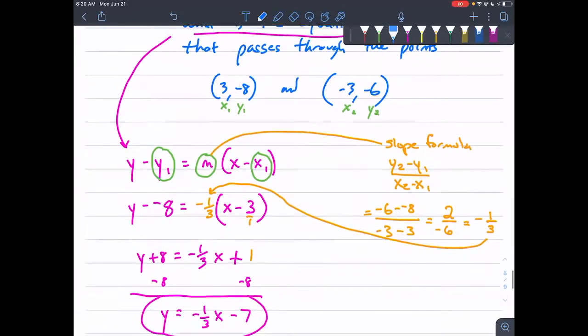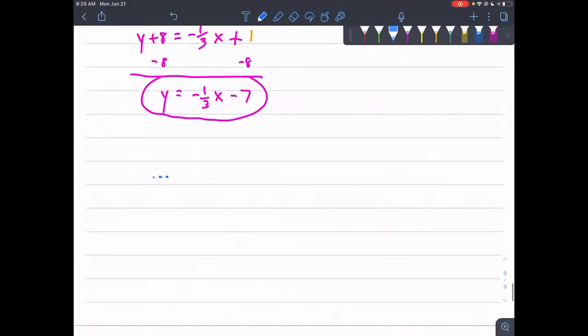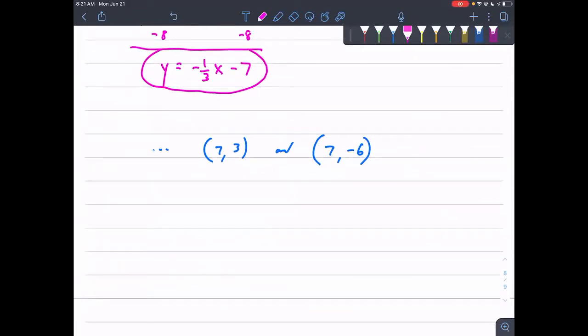Okay, so same instructions, but instead of the last two points we had on the last one, we've got these ones, 7, 3, and 7, negative 6. I'm going to go ahead and label them x and y; we'll call this x1, y1, x2, y2.